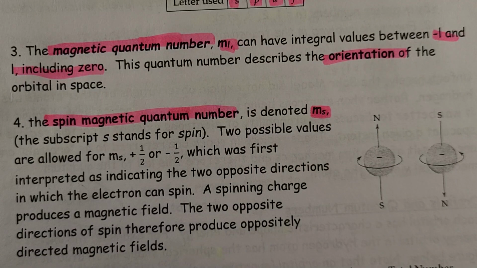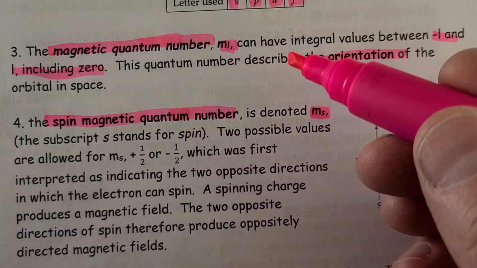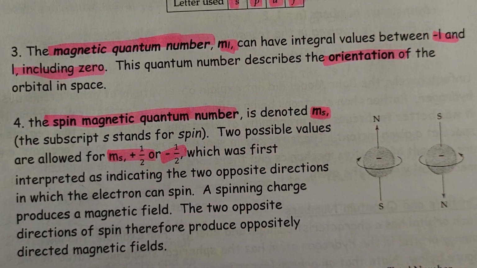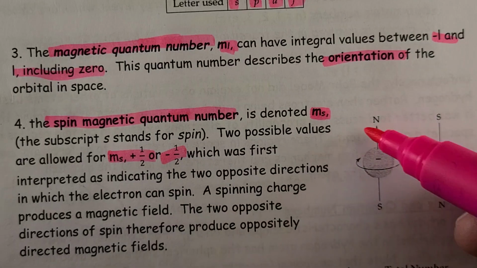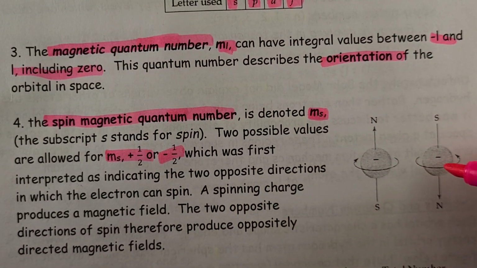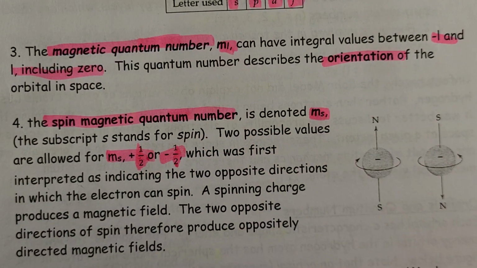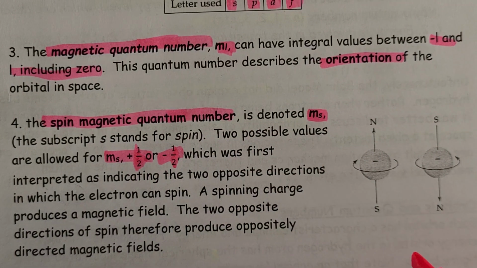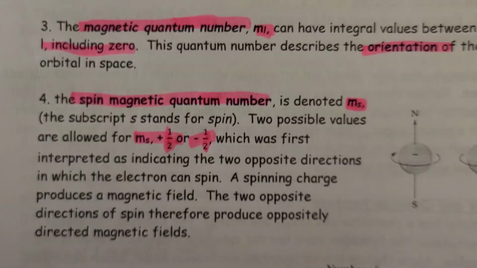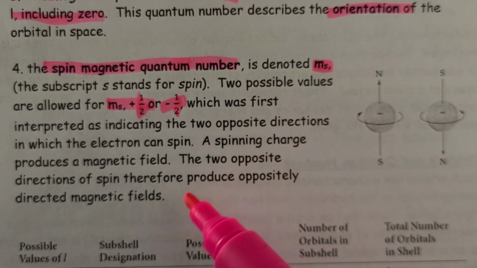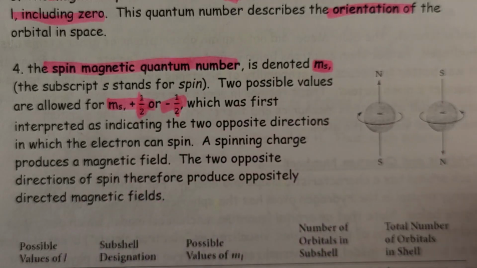And the last quantum number is the spin quantum number, which is denoted as ms. S stands for spin. There are two possible values. We have either a spin in one direction, as you can see here, or a spin in another direction, making a magnetic field. We refer to those as a +½ or a -½ spin. Don't let the fractions confuse you. It's just a way to distinguish these numbers from the other ones up there. A spinning charge produces a magnetic field. The two opposite directions of spin therefore produce opposite magnetic fields.